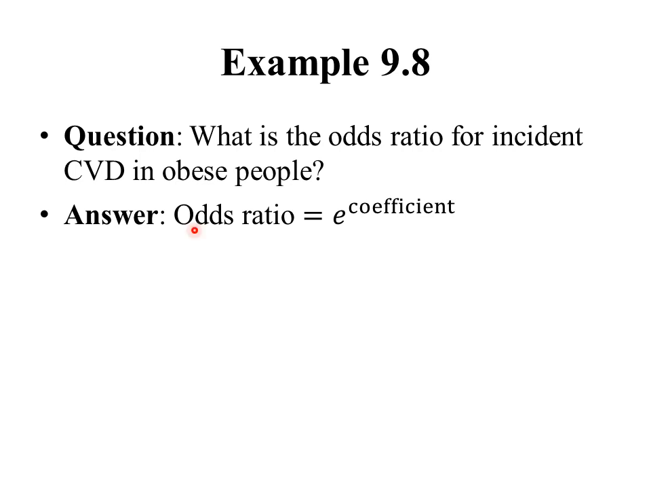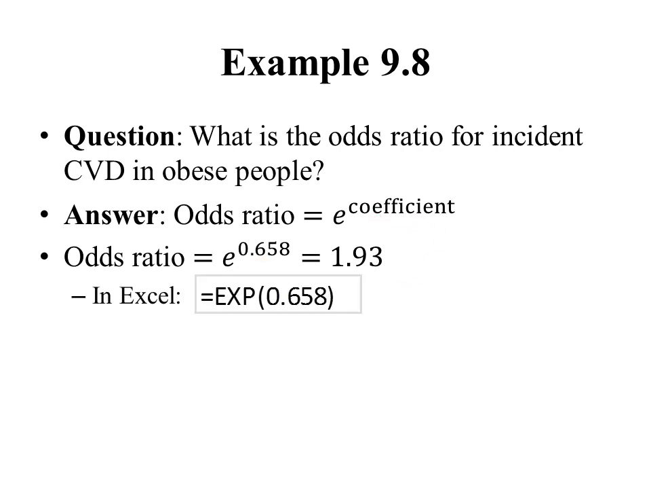And the answer is that the odds ratio we're looking for is equal to the number e raised to the associated coefficient. This number e is the number 2.71 from high school algebra. So we're going to take that number, raise it to the value of the coefficient, and that's going to give us an approximation of our odds ratio. In this case, our coefficient of obesity was 0.658. We're going to take e raised to that number. We do that arithmetic, and we get 1.93.